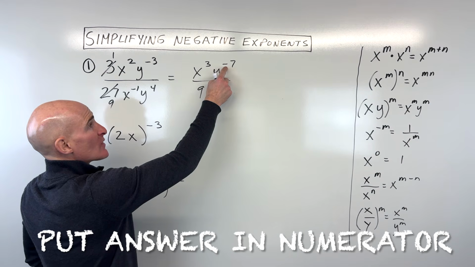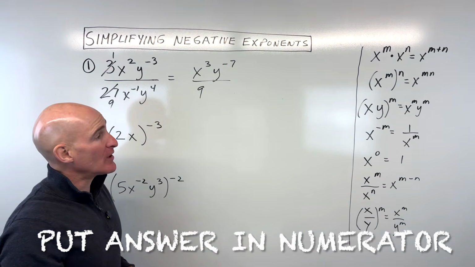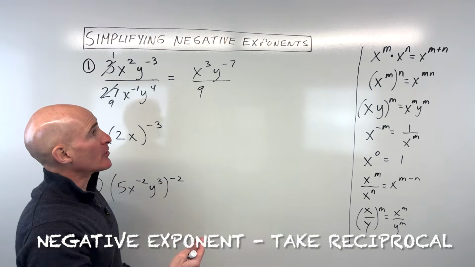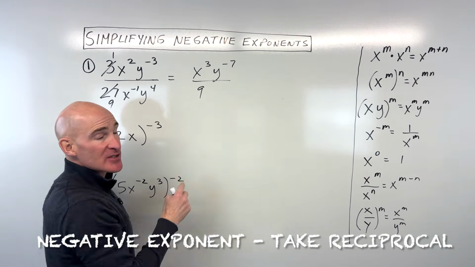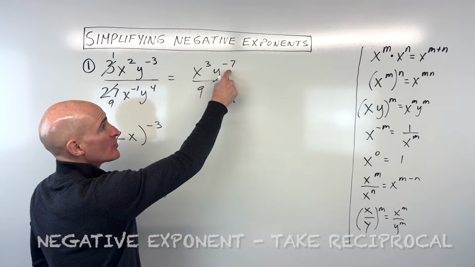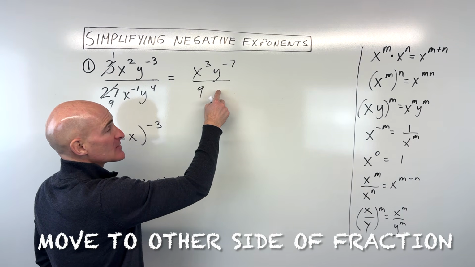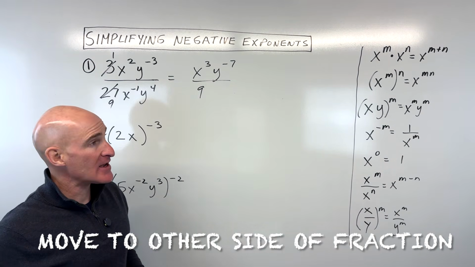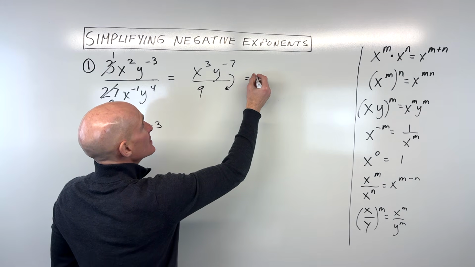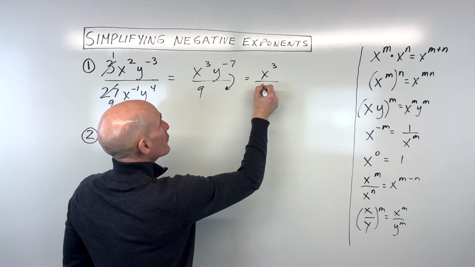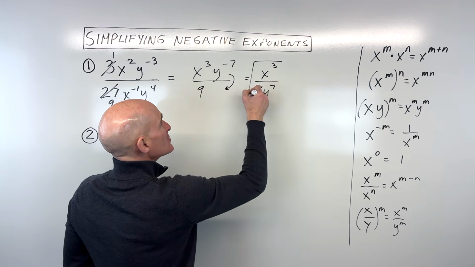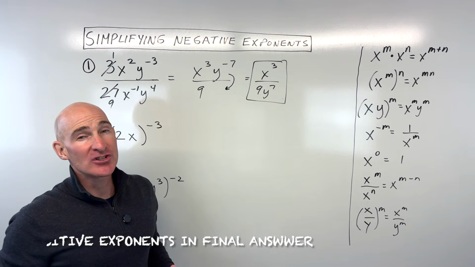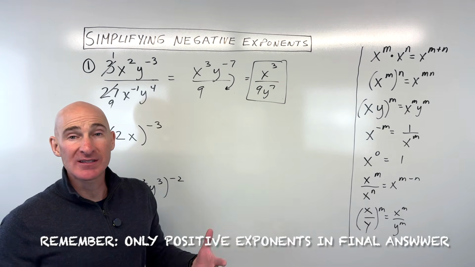Now, in this case, we notice we have a negative exponent. So on the next step, when you have a negative exponent, what that tells you is to take the reciprocal, or a shortcut, an easy way to do this, is just to move it to the other side of the fraction. So if it's negative in the numerator, you'd move it to the denominator. If it has a negative exponent in the denominator, you would move it to the numerator, and you would change that sign from negative to positive. So that's what I'm going to do right here, and this is going to equal x cubed over 9 times y to the 7th. When you simplify these expressions involving negative exponents, your final answer should just have positive exponents. That's considered the simplified form.